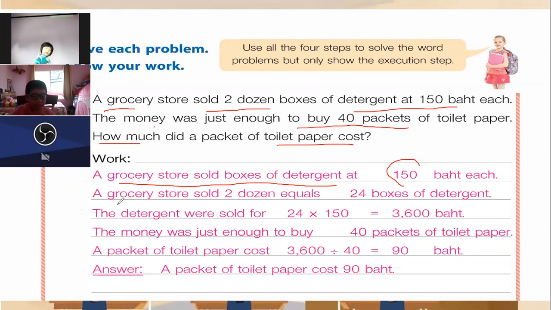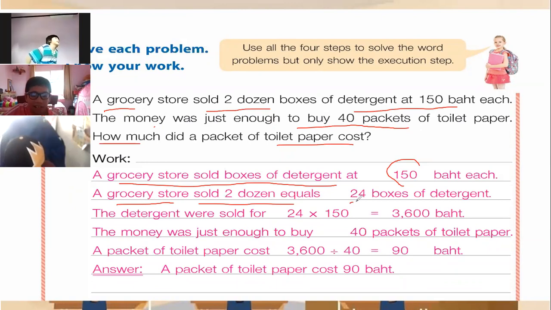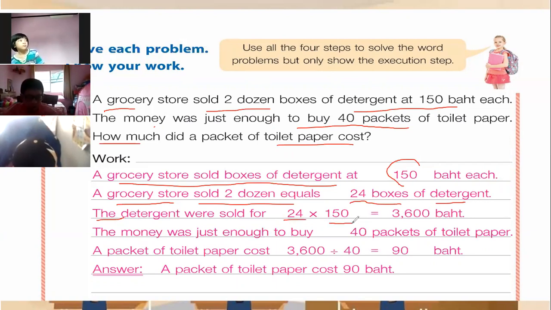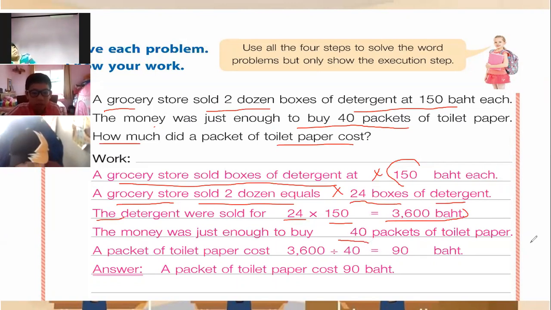Okay, now a grocery store sold 2 dozen. So 1 dozen has 12 pieces, and 2 dozen have 24 pieces. So 24 boxes of detergent were sold. Now, the detergent was sold for 24 multiplied by 150. The box cost was 150. How many dozens did they sell? 2 dozen, which is 24. So 24 multiplied by 150 is equal to 3,600 baht.